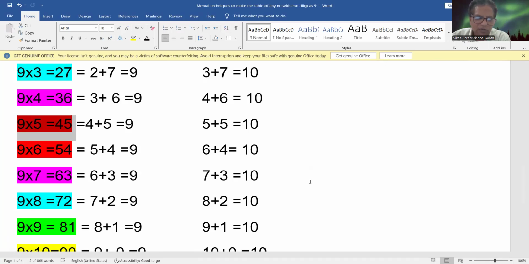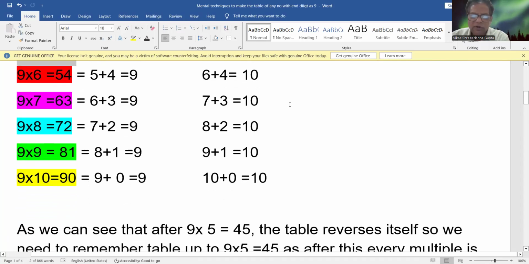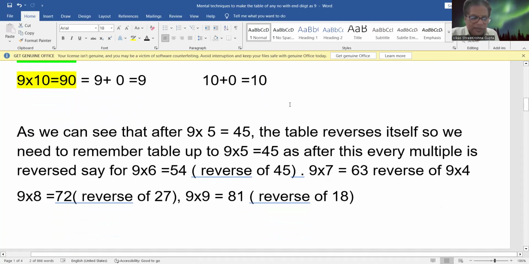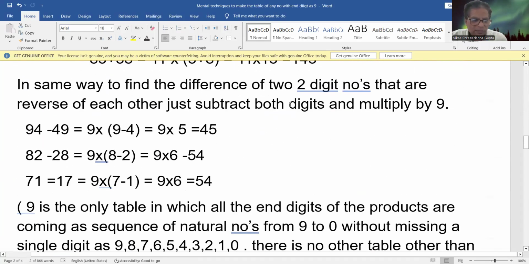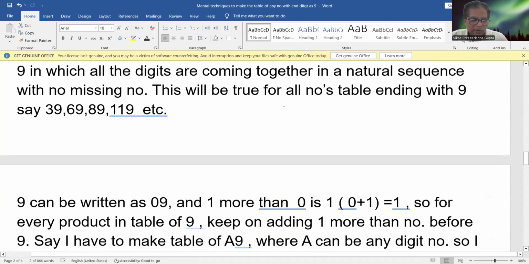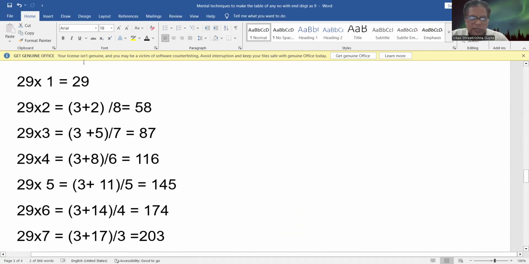And these two properties that I showed you, that the sum of all the digits of the products is always 9, and that the sum of the multiplier and the last digit of the product is equal to 10. I will use these concepts to make the table of any number which is ending with 9. Right? Now, suppose you have to make the table of 29. So 29 into 1 is 29.